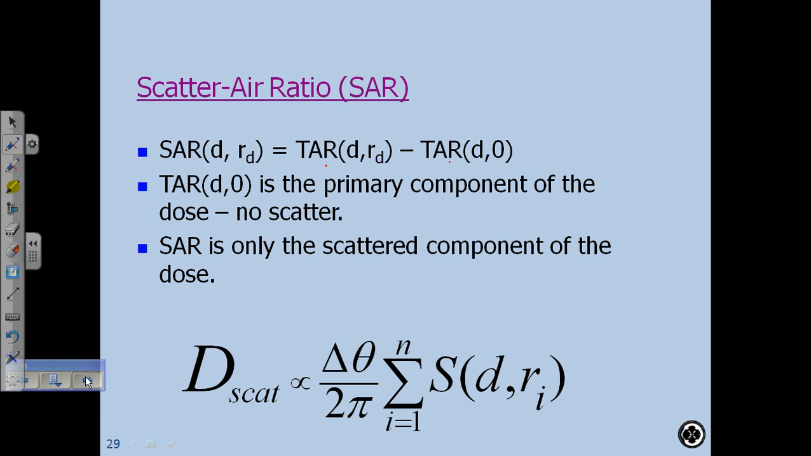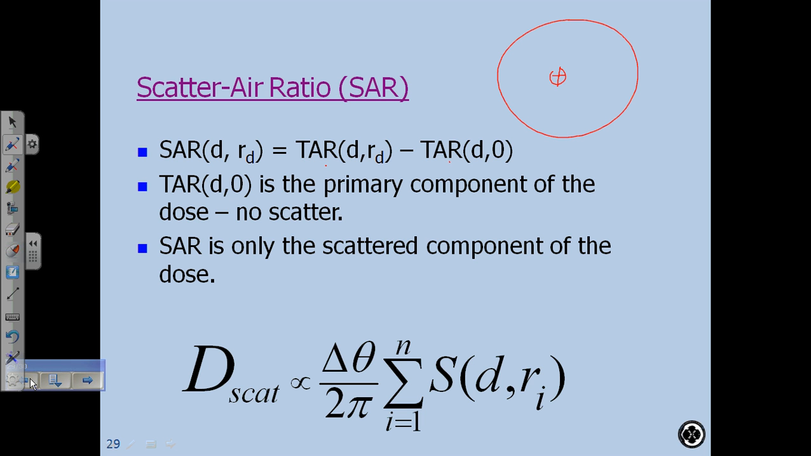So let's see. I wonder if there's another slide that shows this better. No. Okay. Let's do this. Let's take an example. We're going to use a round field size. This is a beam's eye view. The beam's coming this way into the board, and there's our central axis. There's a patient over there. We're treating a patient with a circular field, and we want to know what the dose from scatter is at the central axis, at the center of this beam. We could do that by using this formula.